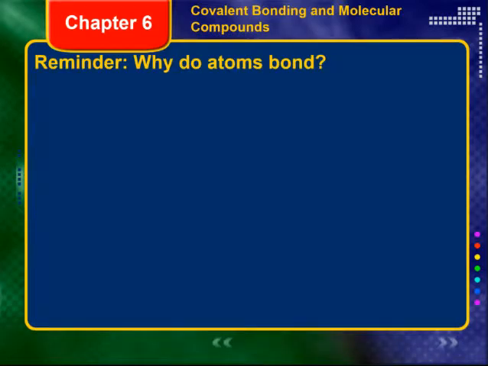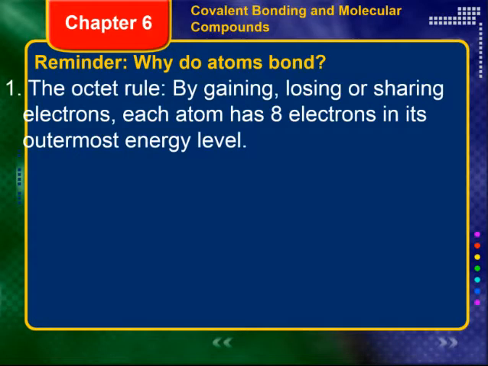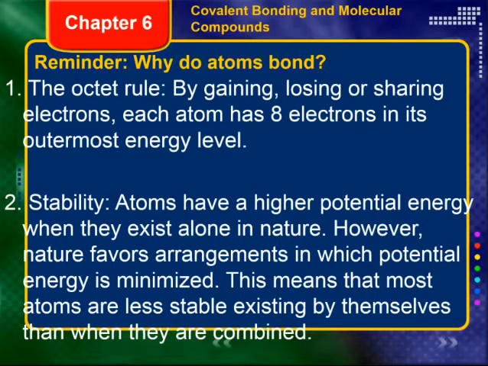All right, so Robot Lady gave us a little intro into our next question. Why do atoms bond? We want to remember a few things. We want to remember the octet rule, that by gaining, losing, or sharing electrons, each atom is going to have a total of 8 electrons in their outermost energy level, okay? The s and p sublevels, they're valence electrons.